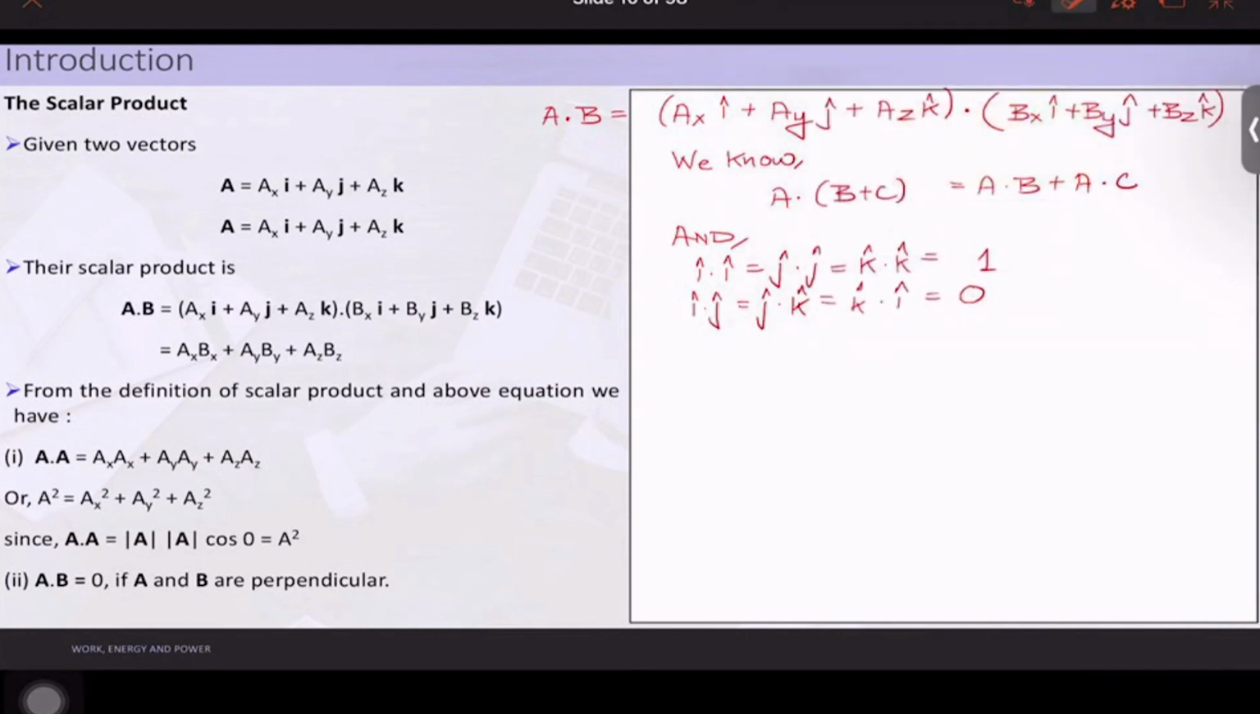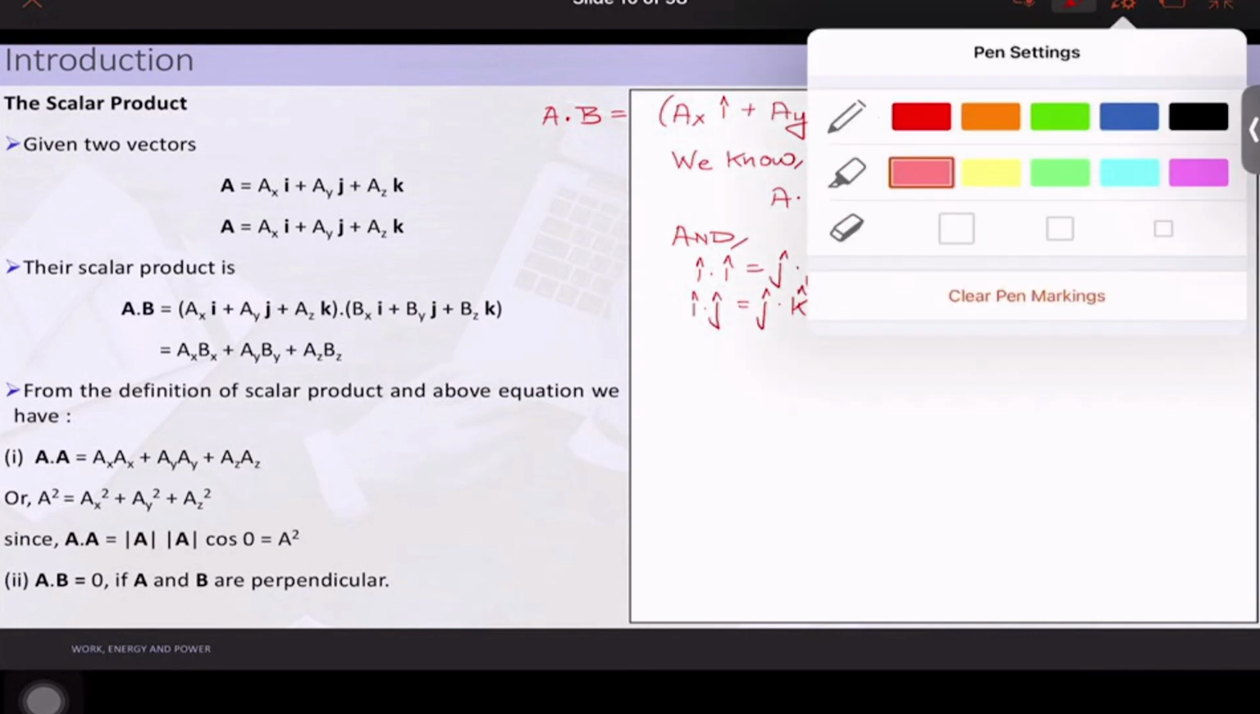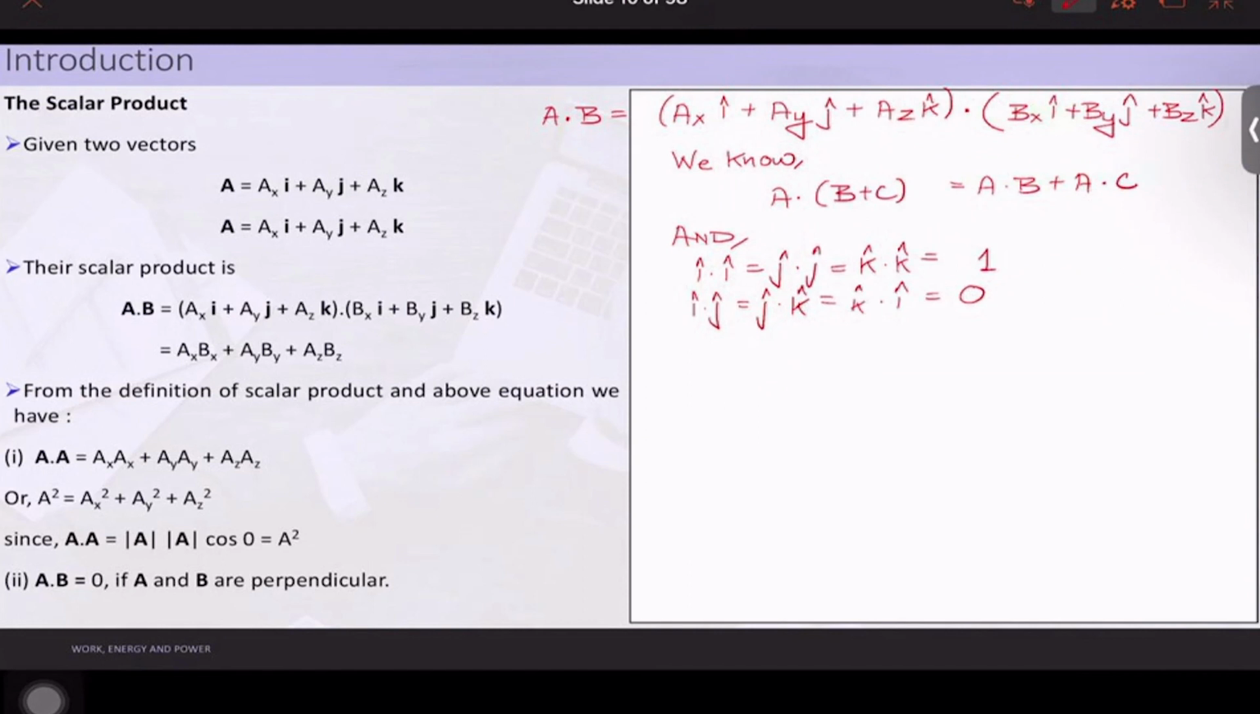Okay, so I think we have clearly understood how these things are derived, and we know these complete formulations. We know the distributive law also, so this is nothing but your distributive law, and this is nothing but the properties being explained. That is, i cap dot i cap is equal to j cap dot j cap is equal to k cap dot k cap, which is equal to 1. And similarly, i cap dot j cap is equal to j cap dot k cap is equal to k cap dot i cap, which is equal to 0. Okay. Now let us try to use this in this form.